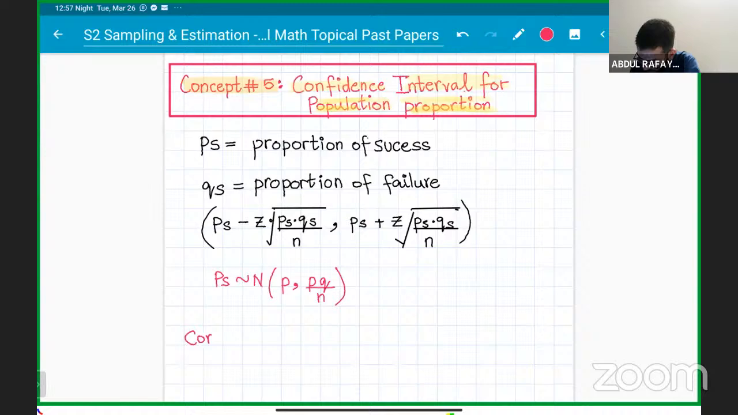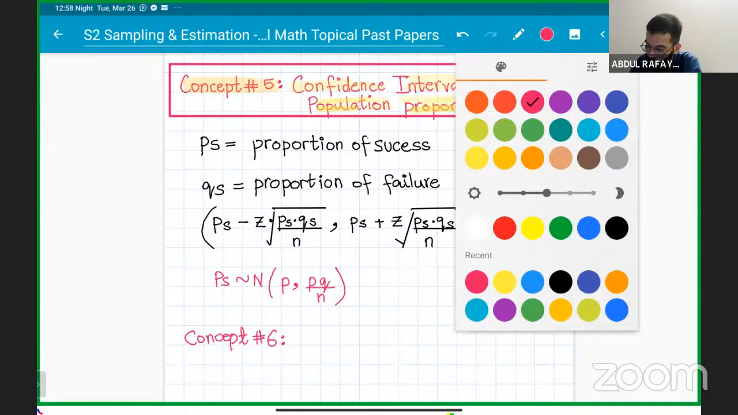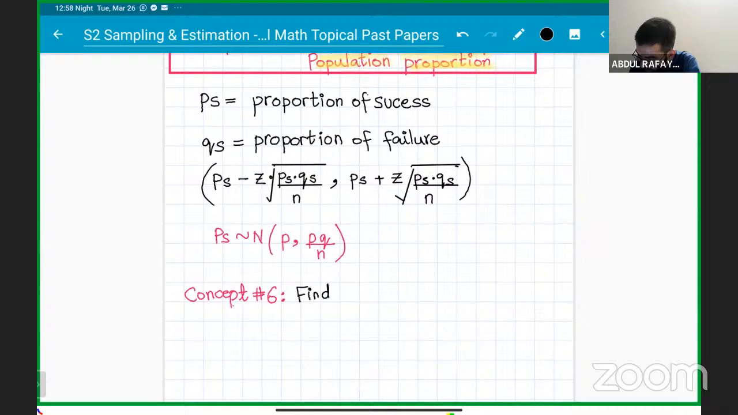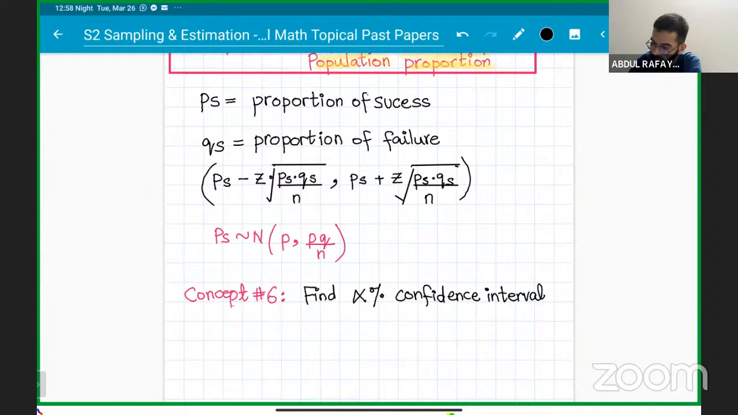What we can call concept number six, which is basically just a part of that as well. Concept number six is that a lot of the time the examiner asks which thing you have to find. Up till now, every question that we have done is basically find the confidence interval. In the questions we have solved so far, the confidence interval was given. Now it's possible that you will be asked to find the confidence interval. So how can we do that? We need to work that concept out as well, okay?